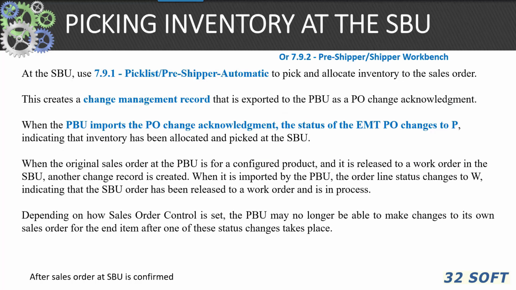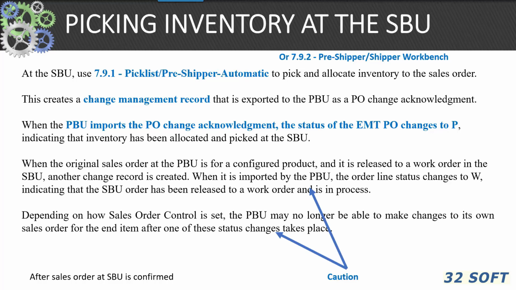Once the PO is in the SBU and they've supplied or made the inventory available, they're going to use 7.9.1 or 7.9.2 to allocate and pick the inventory. This creates a change management record that is then exported back to the PBU as a PO acknowledgement, and the PBU imports that PO acknowledgement and shows it as an EMT PO status P.